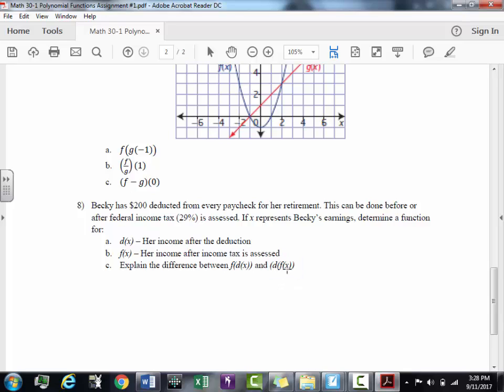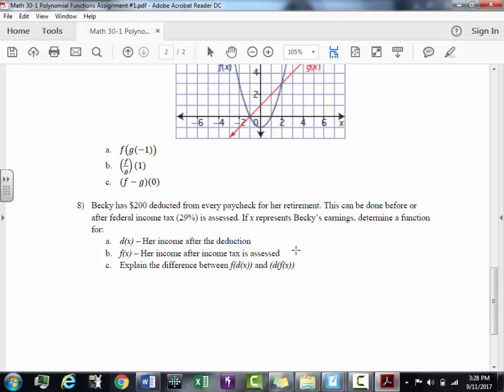Okay, I want you to look at the back part of the question here. This is F, then D, then X. Working backwards, X refers to how much money you made. Right? You made $1,000 on the paycheck. Okay. D of X means first you take off the $200 deduction, and then you take off the 29%. But this one right here says first take off the 29%, then take off the 200. Do you see how that's slightly different?